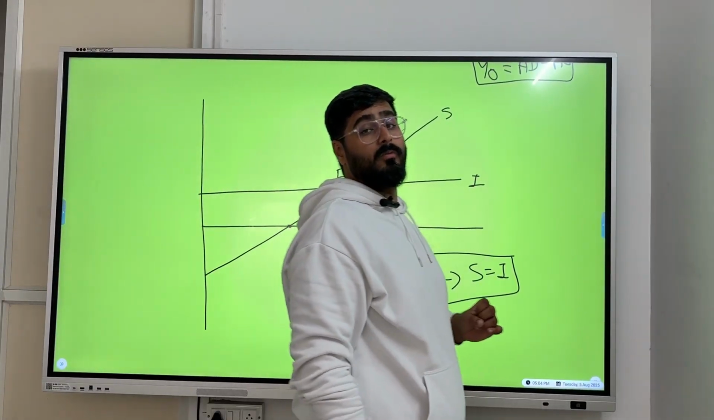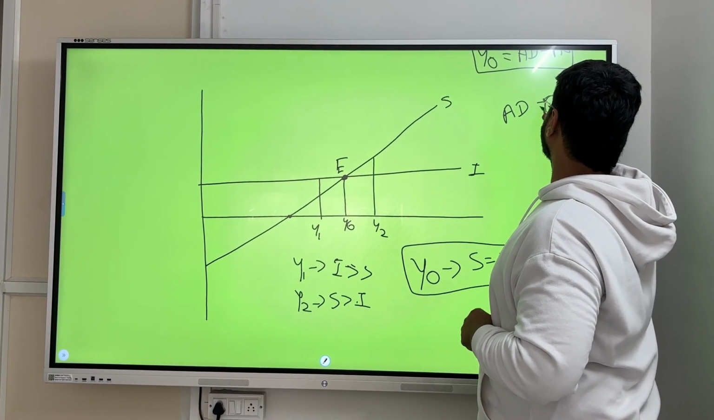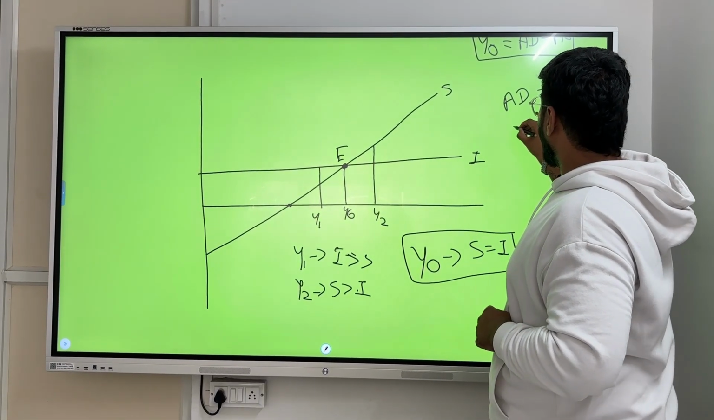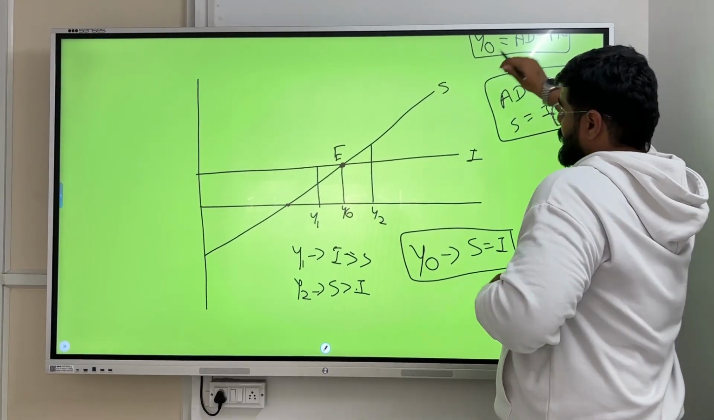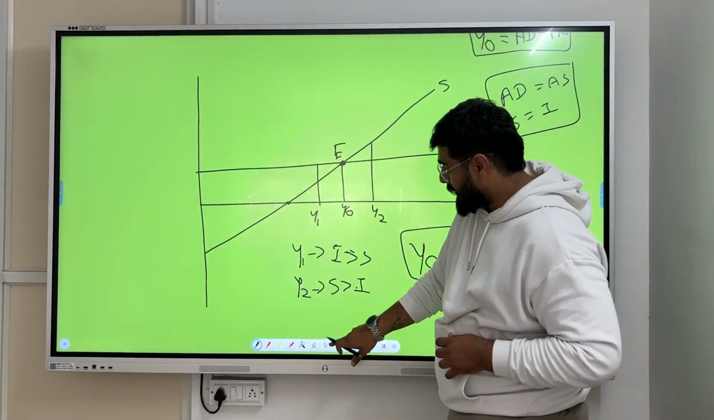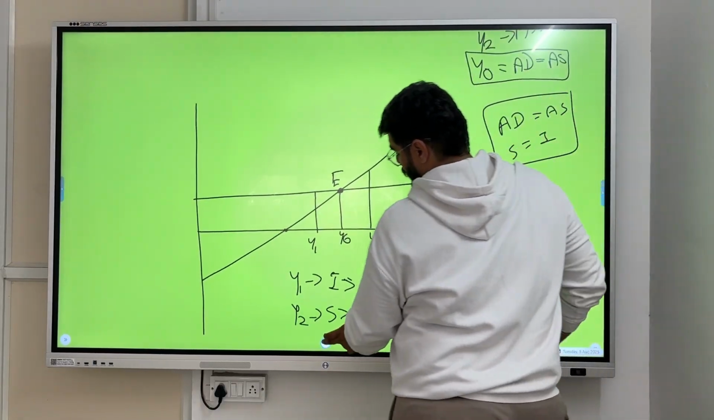So what do we come to know from here? Two methods. One is the aggregate demand equals aggregate supply approach. Another one is the savings equals investment approach. Through these two methods, we can find our equilibrium over here.